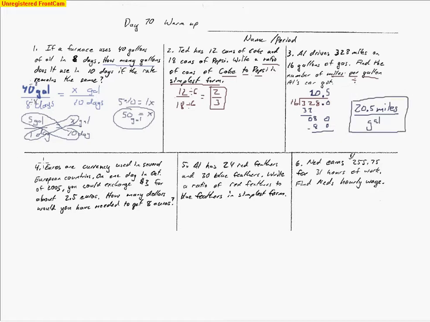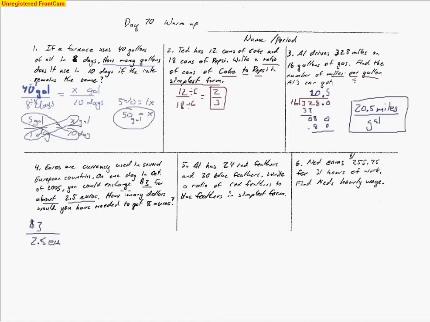Taking a look at the next one, it says euros are a currency used in several European countries. On 1 day in October of 2005, you could exchange $3 for about 2.5 euros. So they're saying this is just about, but we're treating it as an equal sign for now, so we'll write that as a ratio. So $3 over 2 and 5/10 euros. Just go with EU for now.